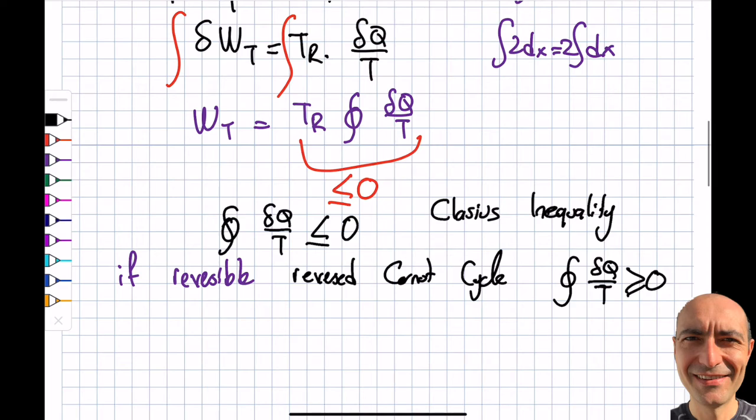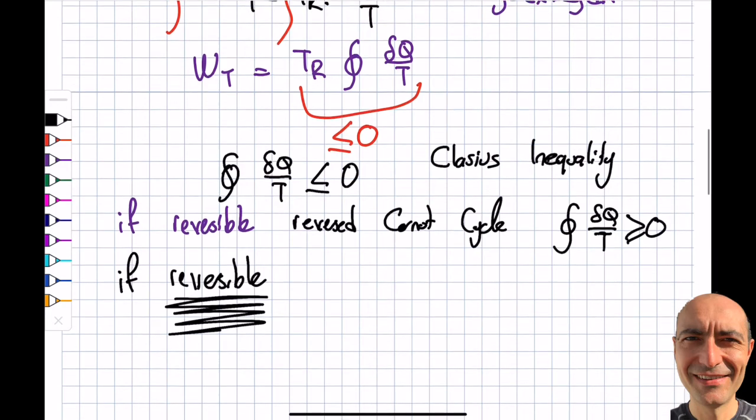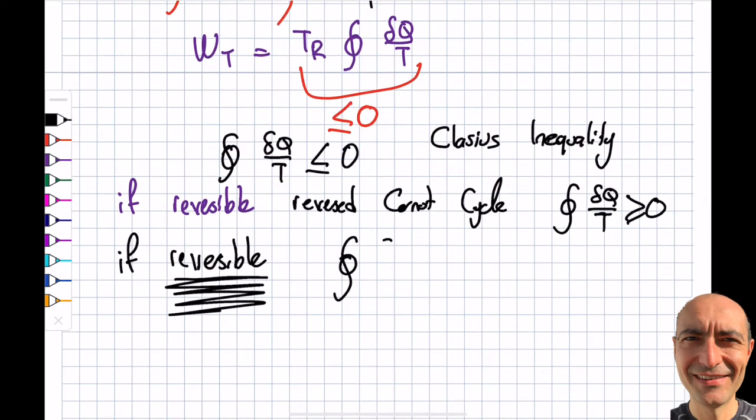So again, I want to write this like 10 times. If reversible, because I am 100% sure I will see many students using this equation for an irreversible process. This is equal to 0, okay?